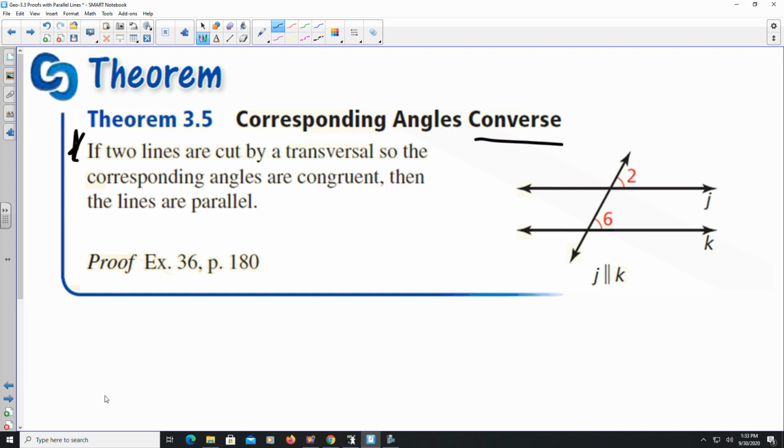So we can say that if angle 2 is congruent to angle 6, then we can say line J is parallel to line K. So that's where we can use this converse to determine if lines are certainly parallel.